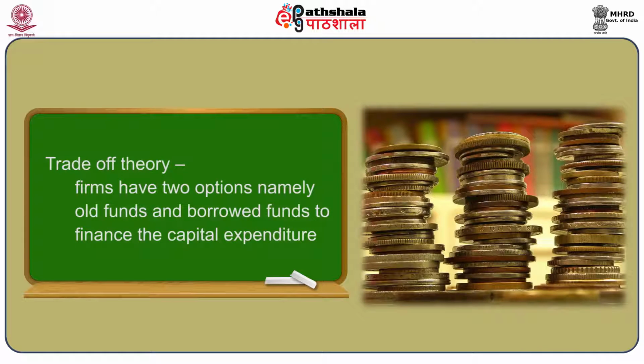The possible causes for such differences may be one or more of the following. There are two important theories explained here. One is trade-off theory, which says that firms have two options, namely own funds and borrowed funds, to finance their capital expenditure or investments. Both options have relative merits and demerits, and firms will trade off costs against the benefits and arrive at such a combination of debt and equity which will maximize the value of the firm.